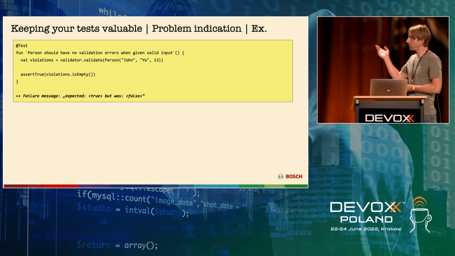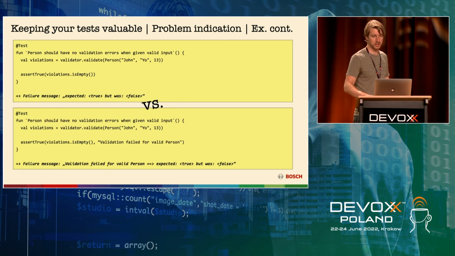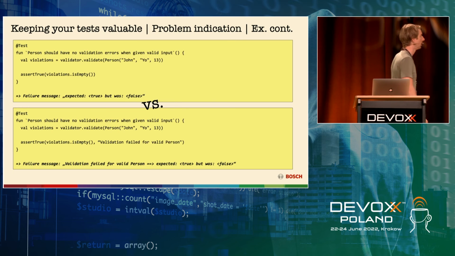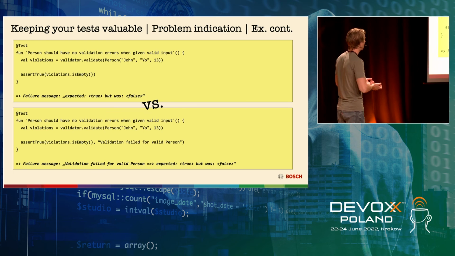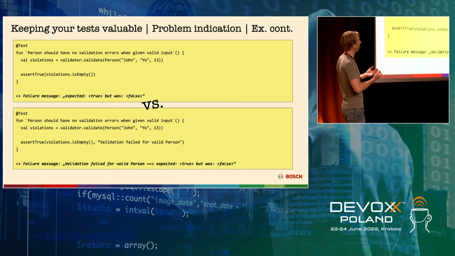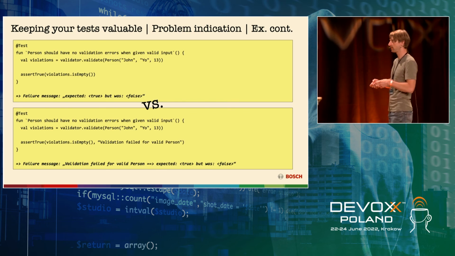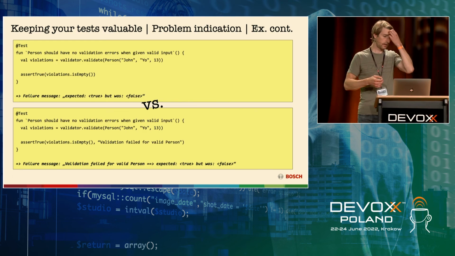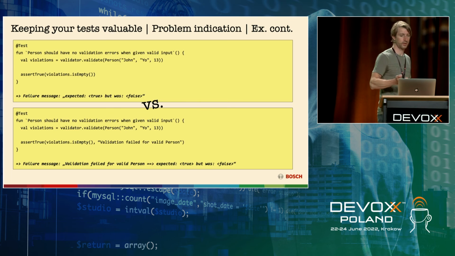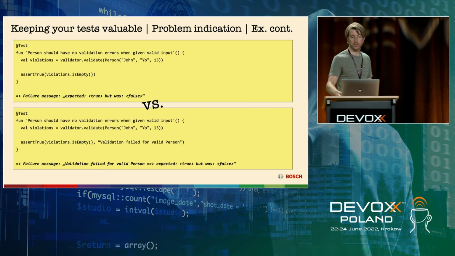And it works, but it's not really helpful. It tells us, okay, expected true, but was false. If I just see that in Jenkins, I probably don't know what's wrong. Now I can improve the situation, and I can add a message. So in JUnit, you can always add a message to your assert statements. And that makes it a little bit more helpful, right? So here you could add the message that the validation failed for a valid person. Gives you a better idea what's happening.